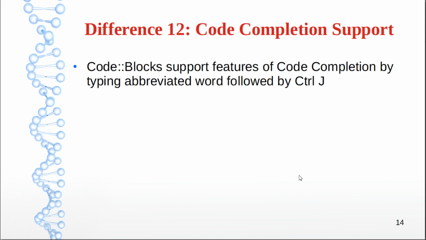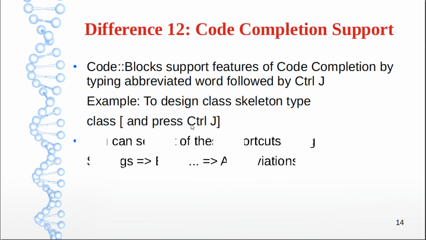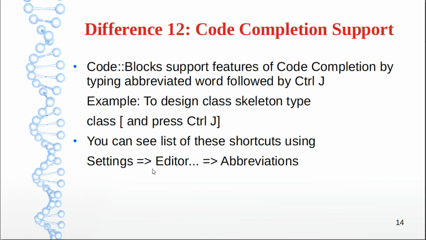Difference 12, code completion support. Code::Blocks supports the feature of code completion by typing an abbreviated word followed by Ctrl+J. For example, to design a class skeleton, we can type class and then press Ctrl+J. We can see the list of shortcuts by going to the Settings menu, Editor option, then Abbreviations option.